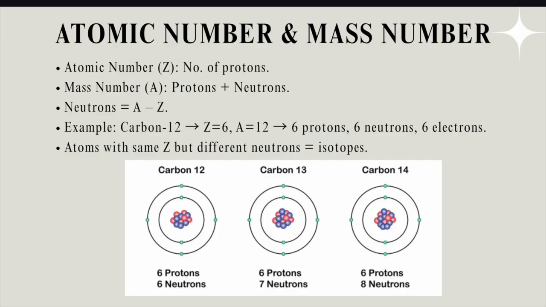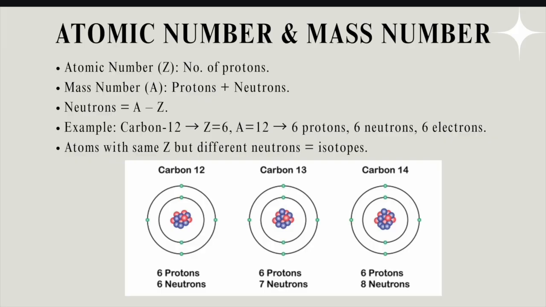Let's take a quick example here. Carbon 12, its Z is 6 and A is 12. So Z 6 means, already you know, 6 protons, 6 electrons, and the neutrons, A minus Z, is 6. So it's the perfect atom having all balanced elements.